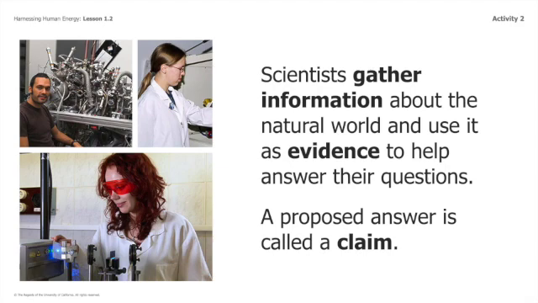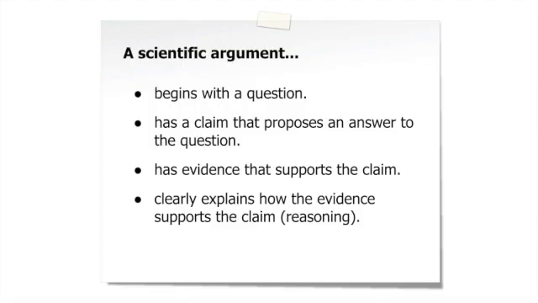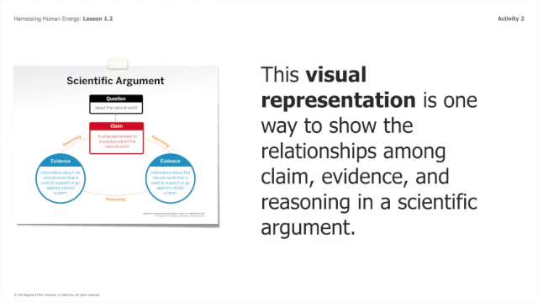And I'm actually going to show you in the next example why reasoning is such an important part. If I have the answer and the evidence, why do I need reasoning? This is actually part of the argumentation. It's what changes a response to an argument in science. So an argument begins with a question, has a claim that proposes an answer, and then the evidence supports the claim. And then the last piece is that you have to clearly explain how the evidence supports the claim. So that's the reasoning part.